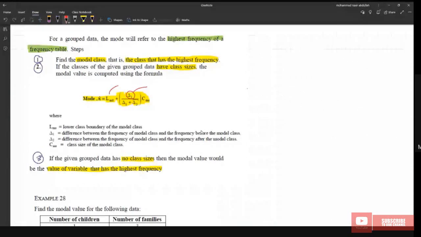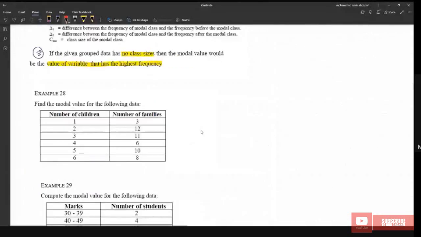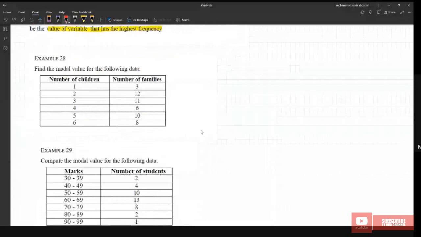Theta 2 means the difference between the frequency of the model class and the frequency after the model class. And Cmo is the class size of the model class. Right, now we look at example number 28 to understand how we want to find the mode for grouped data.